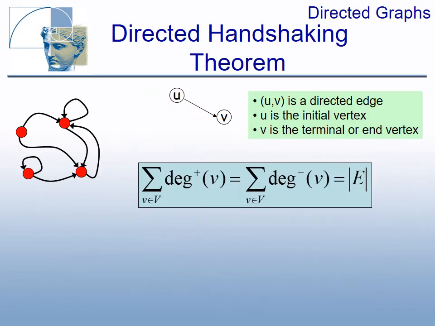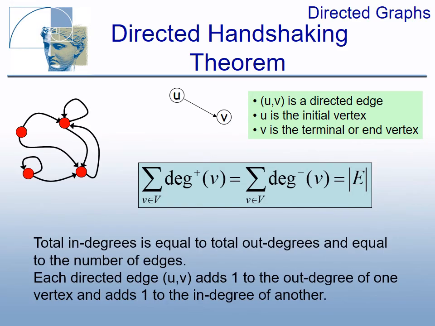The formula shows the connections between in and out degrees with the number of directed edges. Total number of in-degrees is equal to total out-degrees and equal to the number of edges. The reason is that each directed edge UV adds 1 to the out-degree of one vertex and adds 1 to the in-degree of another.